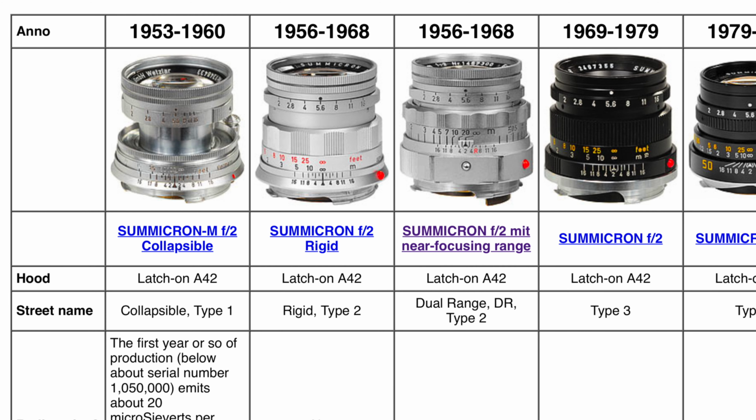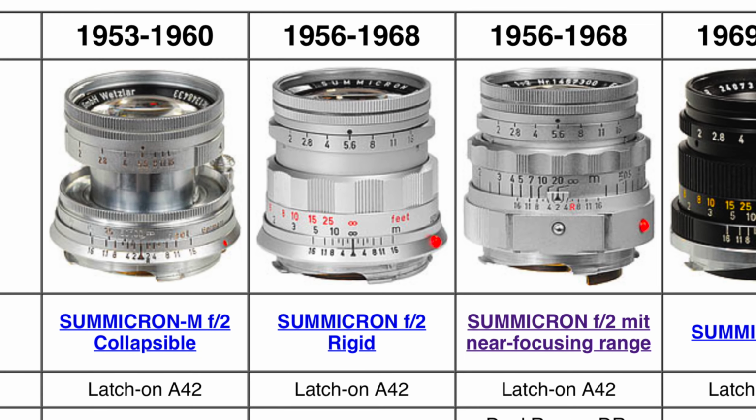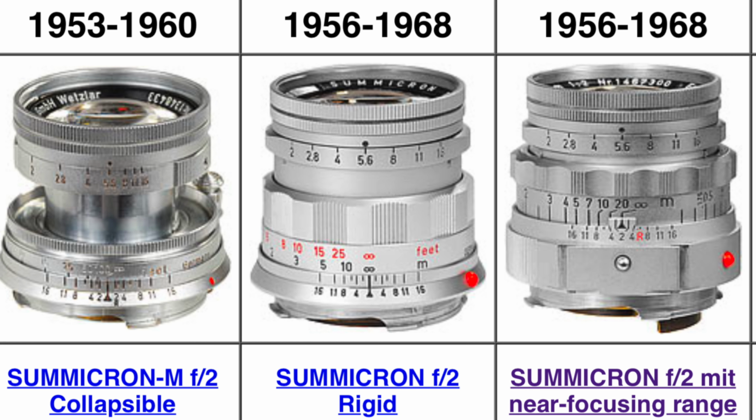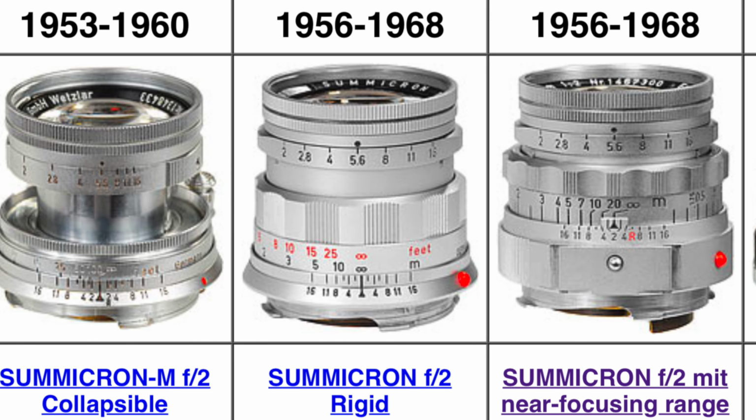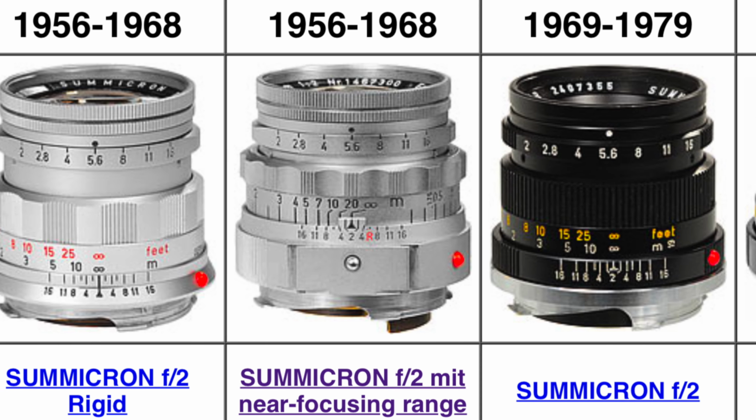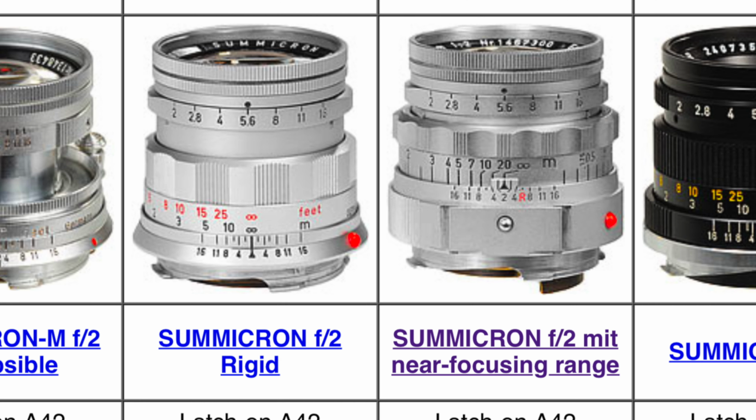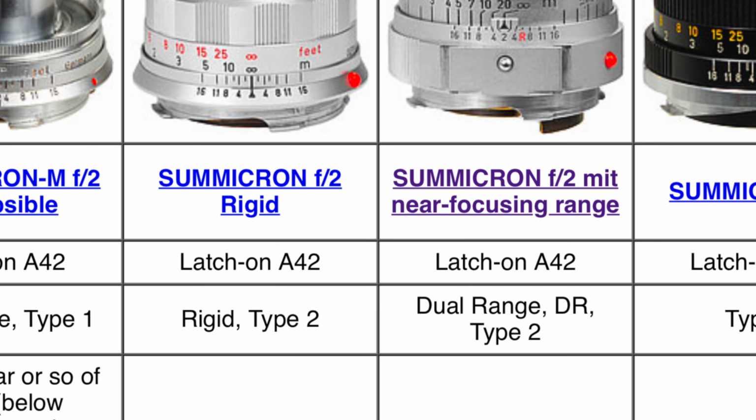So first, let me explain why it is called the DR lens. What does DR mean? Actually, DR means dual range. After the Leica Summicron 50mm rigid lens, Leica produced the same optical design Summicron 50mm f2 lens with a near focusing range in 1956. It is believed to have the same optical performance as the rigid lens. So these two lenses are both called Summicron Type 2.